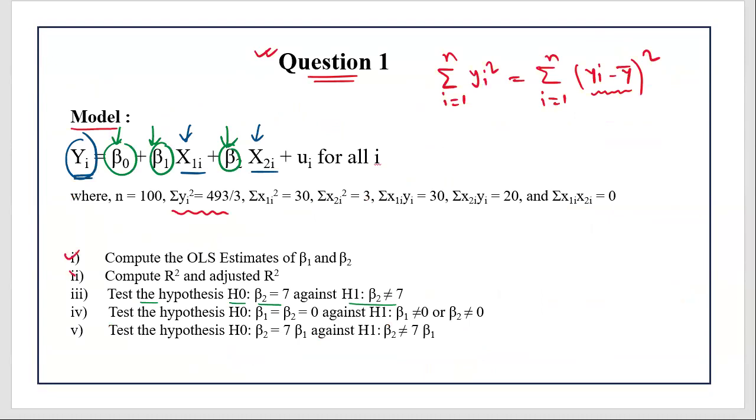Let us go back. So 1, 2, 3, all these parts are done. Now let's look at the last two parts. Part 4 is saying test the hypothesis. Now see, this is the joint significance test. Now it becomes joint significance.